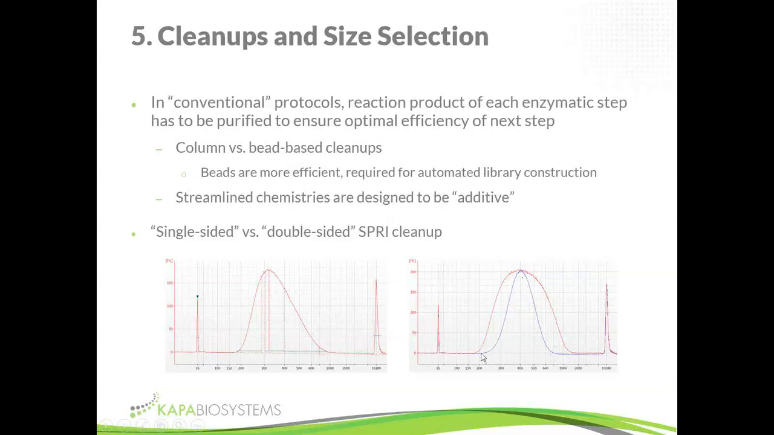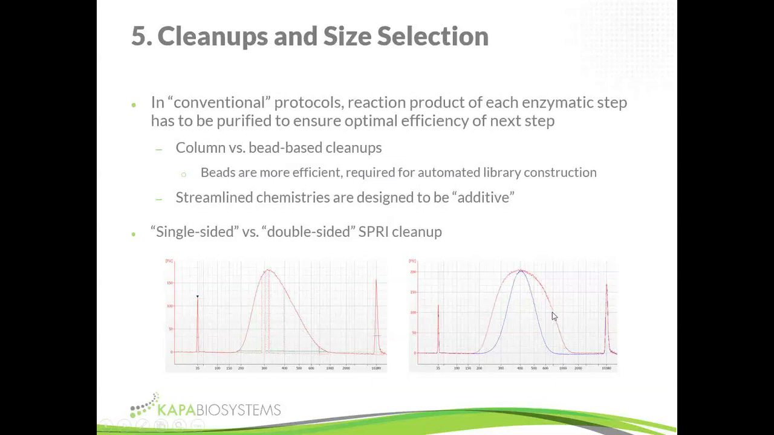And that's why it's called a double-sided SPRI. And so with double-sided SPRIs, you always lose a lot of material. What you lose depends on what you're trying to exclude. So it's always important to make sure that the peak of your non-size-selected library matches the peak of what you want as closely as possible.